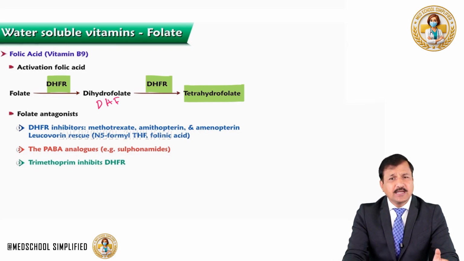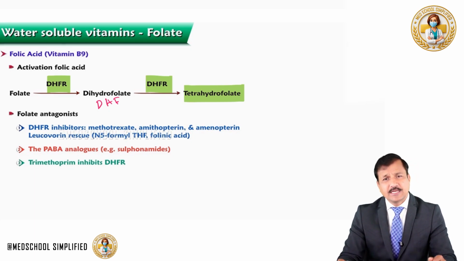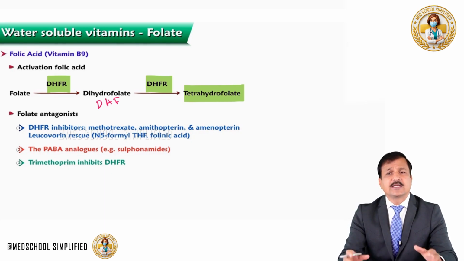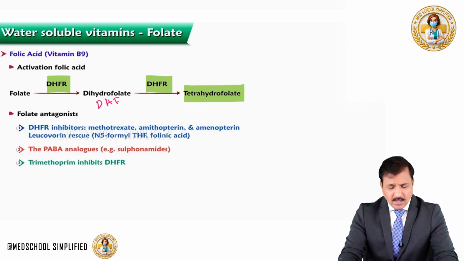Because of the decreased availability of tetrahydrofolate, DNA synthesis will be decreased, thereby proliferation of cells will be decreased, and that will decrease the tumor size. And this is how anti-tumor agents like methotrexate, aminopterin, amethopterin all work.